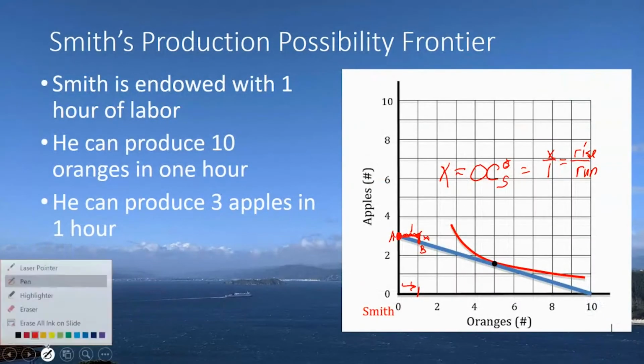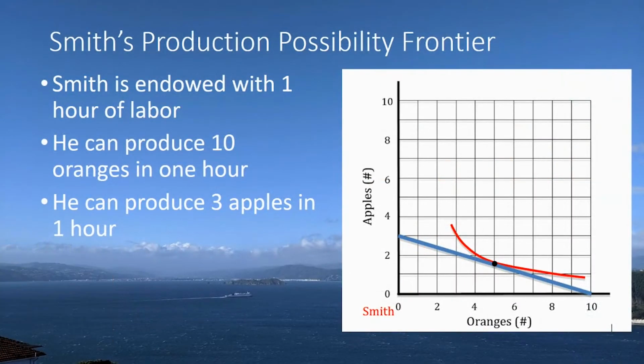In this diagram, we started out by noting that the endpoint here, 10, is Smith's productivity of oranges because he has an hour's worth of labor. This endpoint over here, 3, is Smith's productivity for apples. We can define the two points on the line as A and B and measure the rise over run. The rise right here is the productivity of apples for Smith. The run right here is the productivity of oranges for Smith.